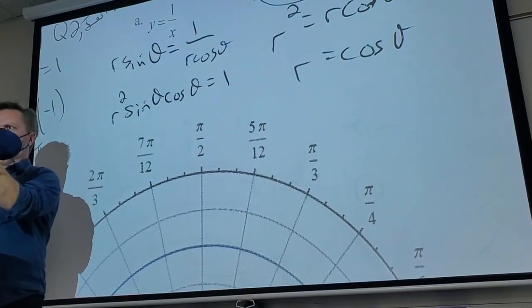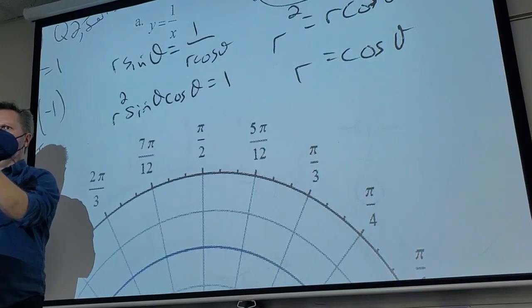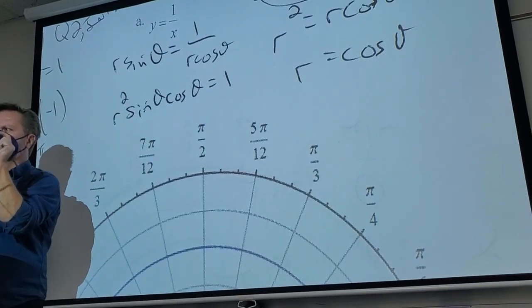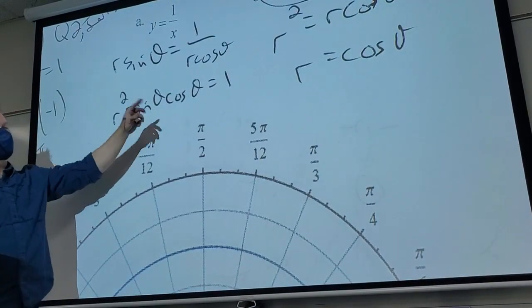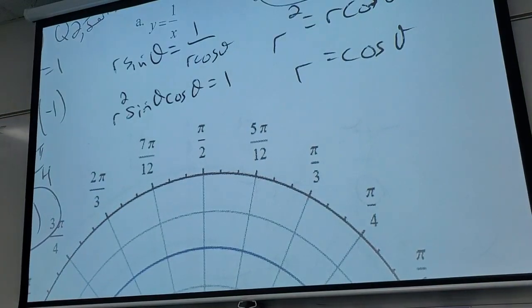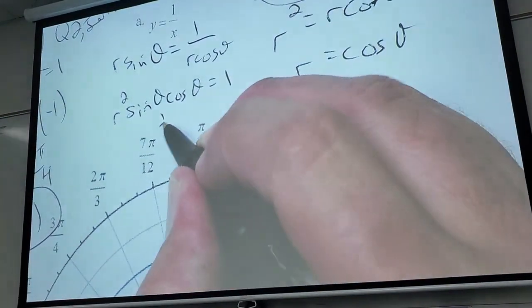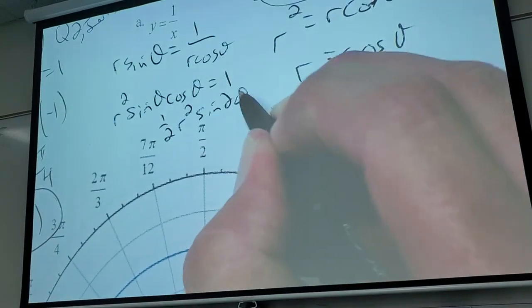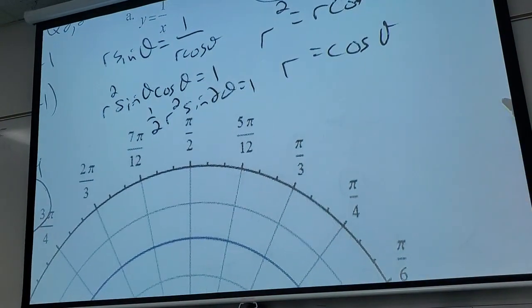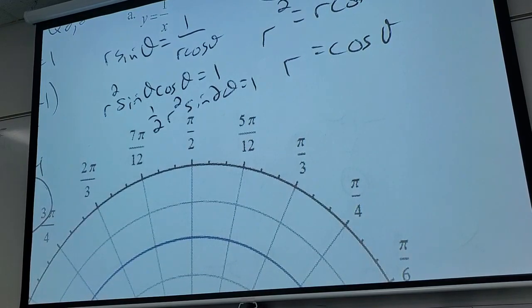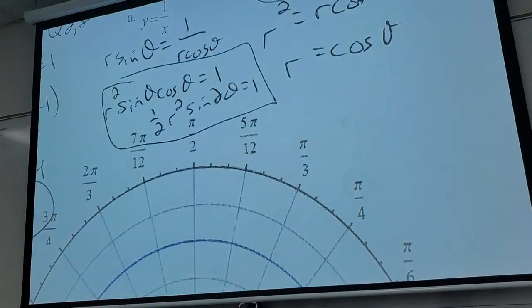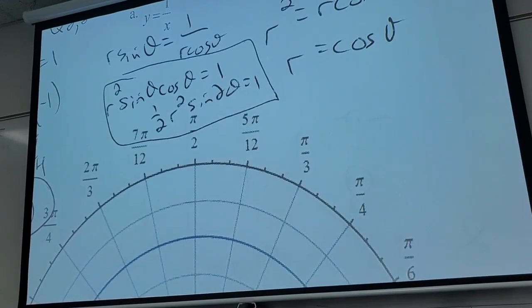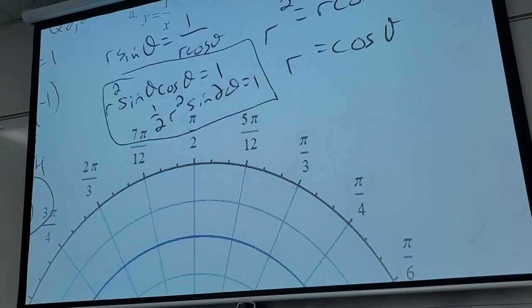Can I write this a little bit more compactly? Anybody know how to write this more compactly? What's 2 sine theta cosine theta? Sine 2 theta. So what's sine theta cosine theta? 1/2 sine 2 theta. So I can write this as 1/2 r squared sine 2 theta equals 1. Either way, I would take either way.